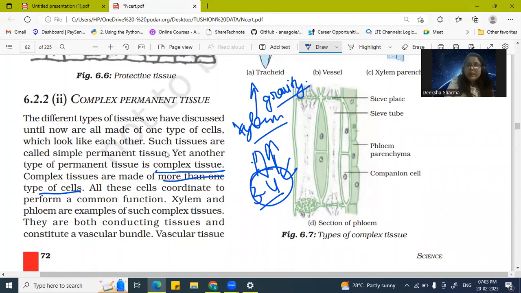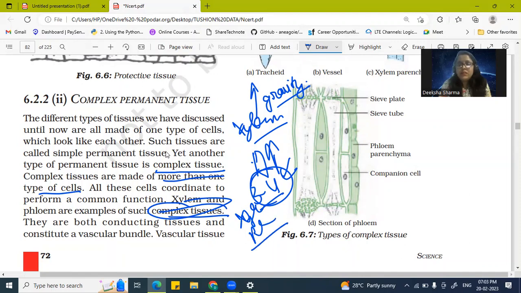ठीक है, all these cells coordinate to perform a common function. Xylem and phloem are the example of such complex tissues. तो कई बार एग्जाम में बहुत सिंपल क्वेश्चंस आ जाते हैं और हम कंफ्यूज हो जाते हैं. They can ask you to give 2 examples of common complex tissues. So you can write xylem and phloem. Xylem helps in transport of water and phloem helps in transport of food.